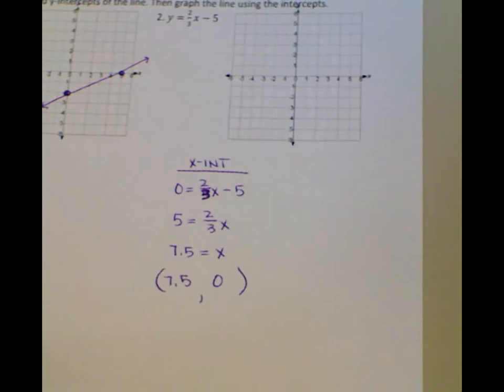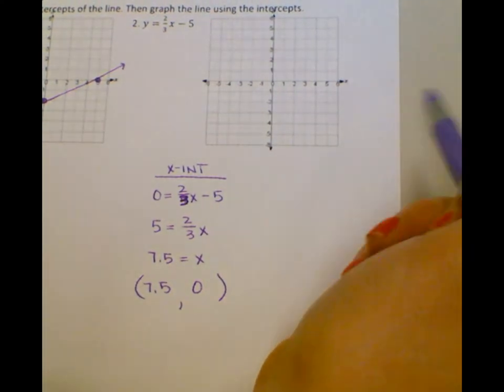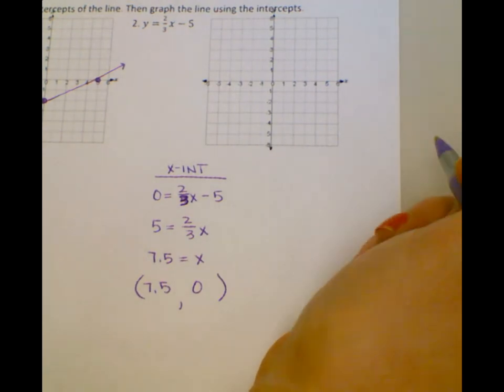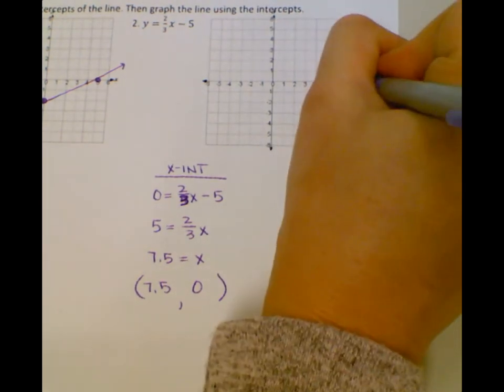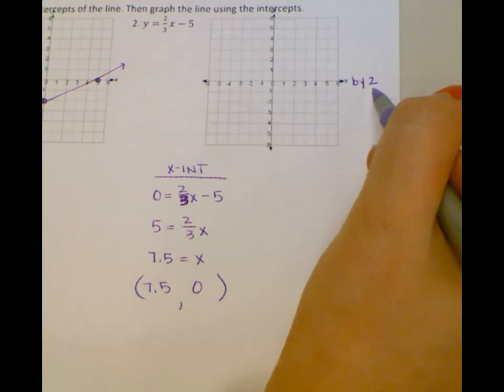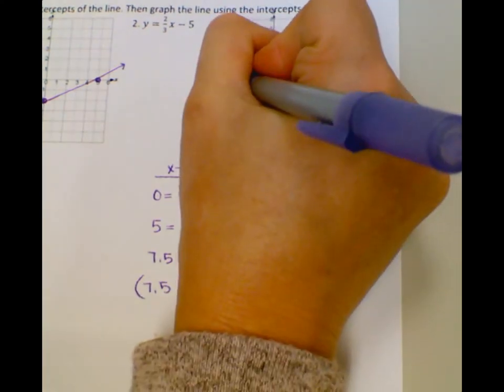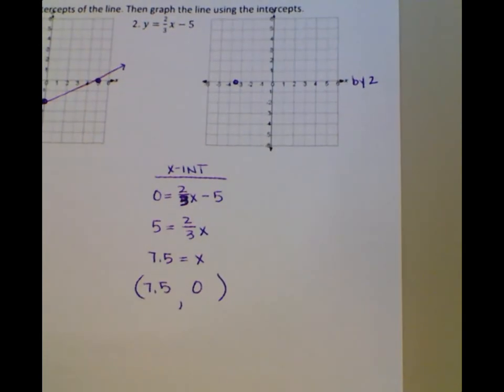So let's go ahead and put a dot up there. 7.5. Oh no, I only go to 6. So what should I do? Yep, we're going to count by 2s. And again, you got to tell somebody. So look at me up there telling somebody by 2s. So I'm going 2, 4, 6, and a little bit more. Okay.